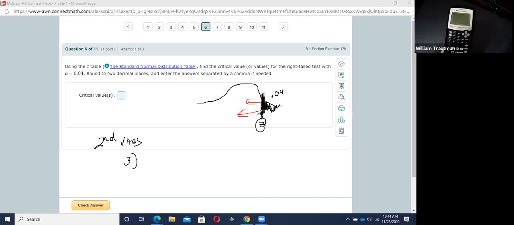And if 4% is to the right, 0.96 is to the left, 96%. So you have to use 0.96 on this to get the actual Z value. If you use 4%, you're going to get the negative version. You can use that and then just change the sign. Second vars, number 3, 0.96. And I get a Z value of, and round it to 2 decimal places, 1.75. So that's not too bad.